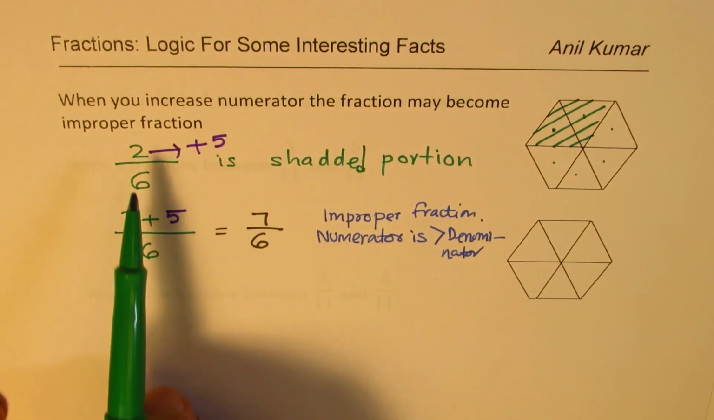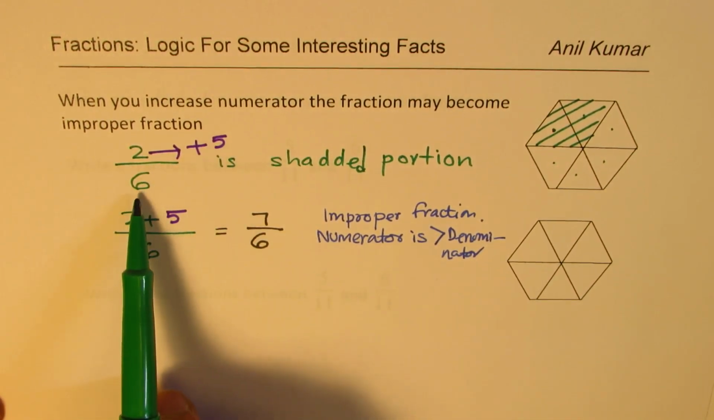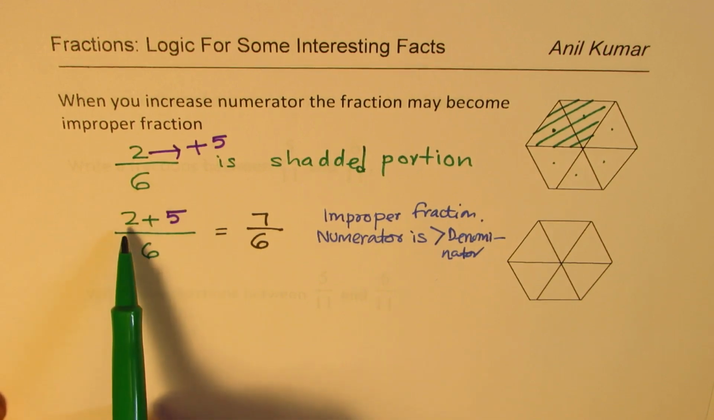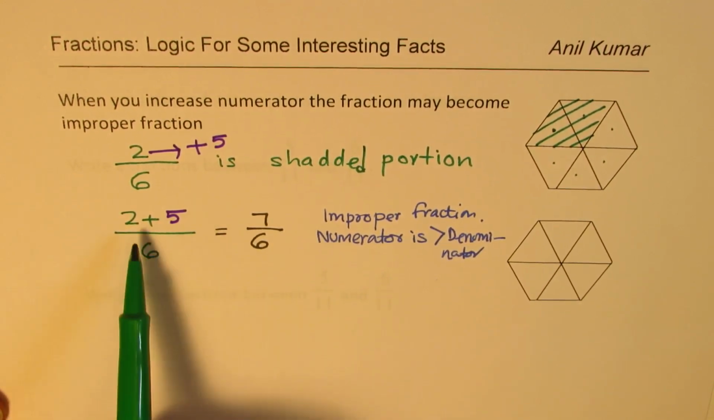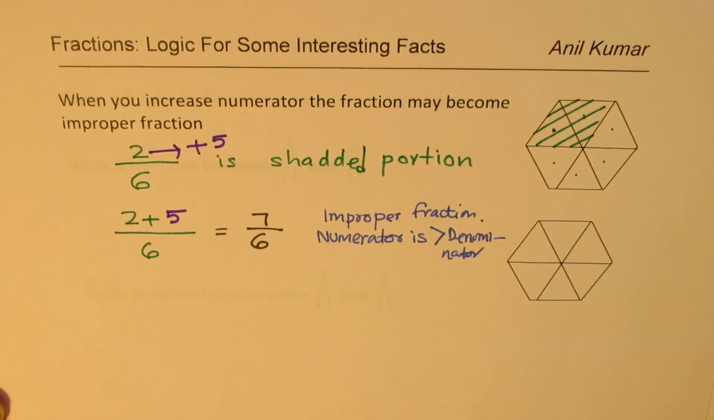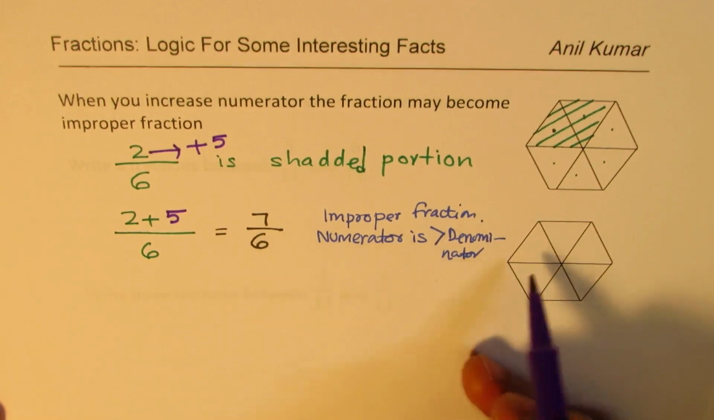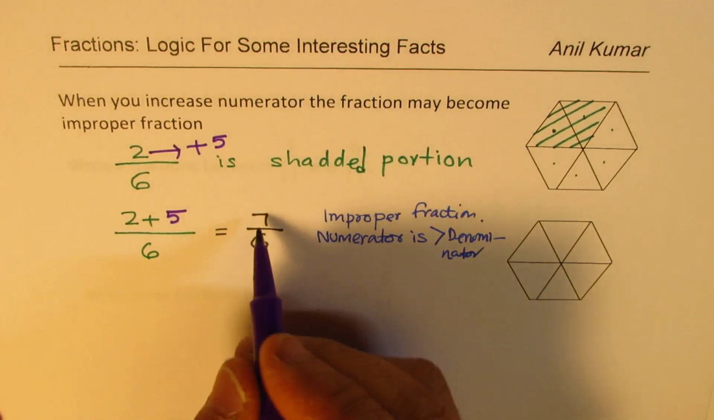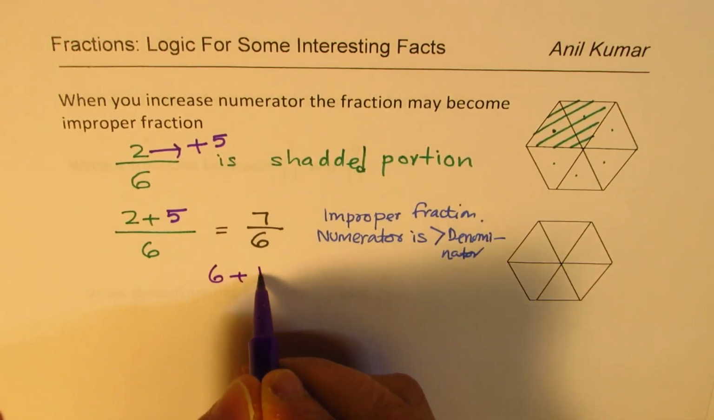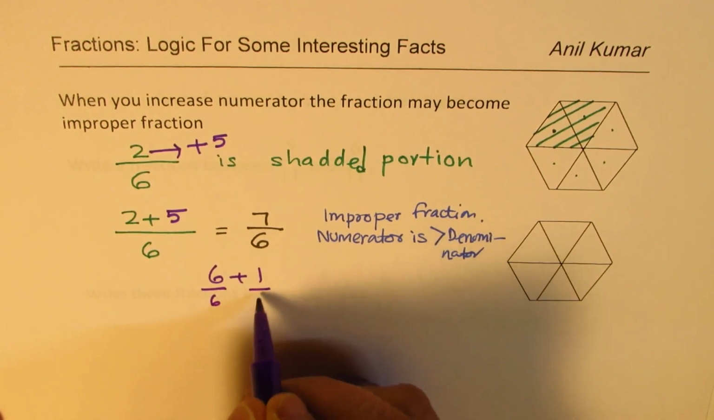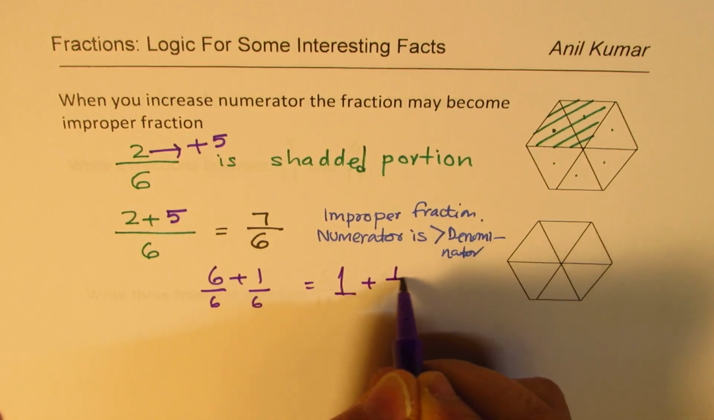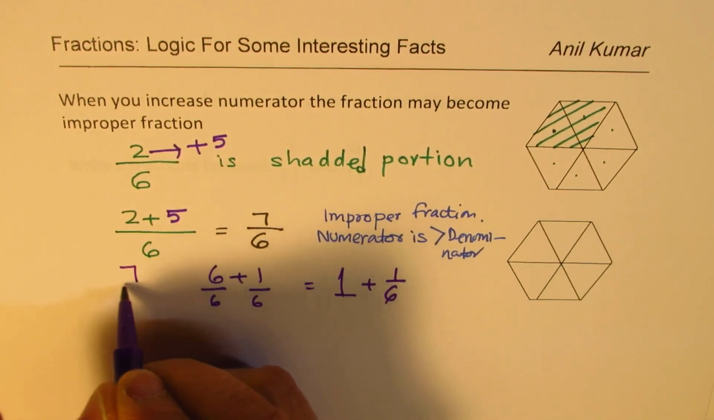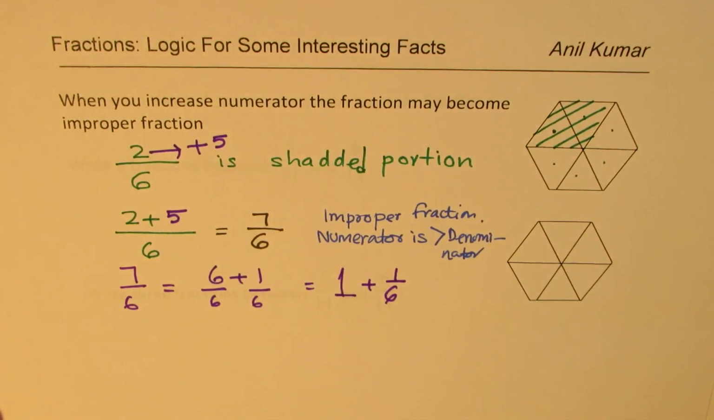So you see that when the numerator is increased without changing the denominator, then it may become an improper fraction. Perfect? 7 over 6. Now if I have to show 7 over 6 improper fraction, how do I show it? Well, 7 over 6 is like 6 plus 1 over 6, over 6. Now 6 over 6 is 1 whole plus 1 over 6. This is what 7 over 6 is equal to.